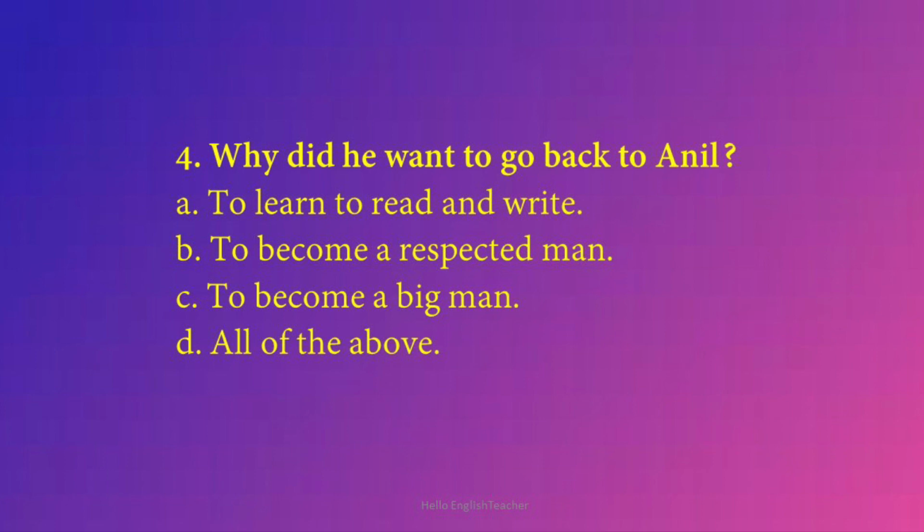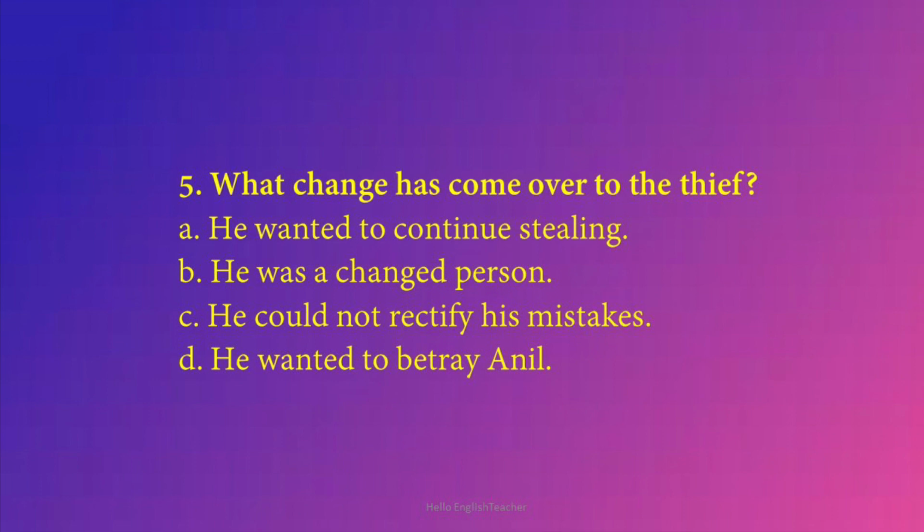So let's look at the last question. Question number 5. What change has come over the thief? He wanted to continue stealing. He was a changed person. He could not rectify his mistakes. He wanted to betray Anil. So we know that he was a changed person. He wanted to become a big and respected man.